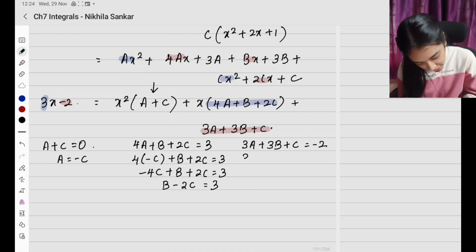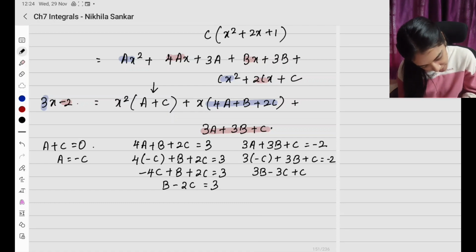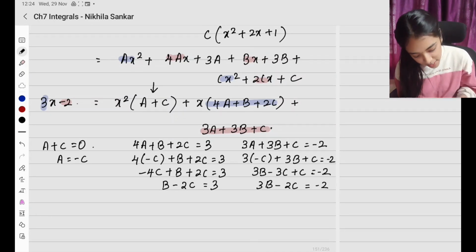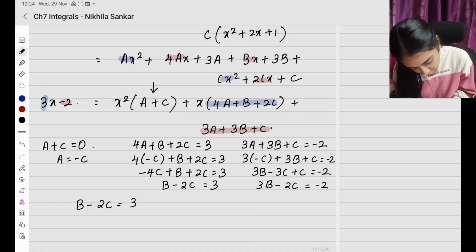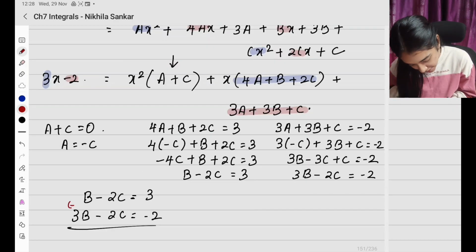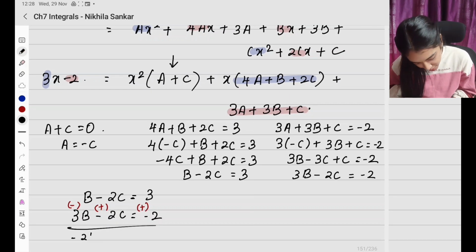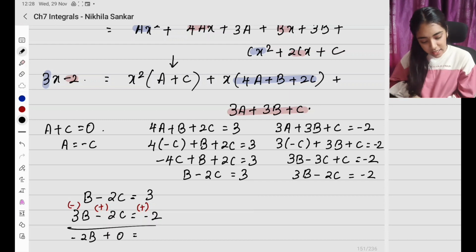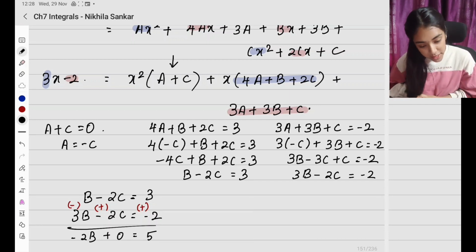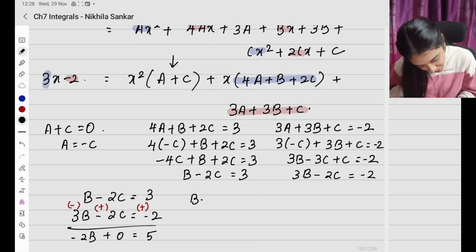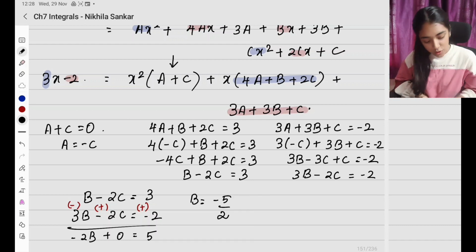What is on this side? I have 3 times minus c plus 3b plus c equals minus 2. So I have 3b minus 3c plus c equals minus 2. 3b minus 2c equals minus 2. Now shall we use the elimination method? So I have b minus 2c is going to be 3 and 3b minus 2c is going to be minus 2. I am going to subtract. So I have minus here, plus here and a plus here. So what do we get at this place? I have minus 2b plus 0 equals, what is here? 3 plus 2, which is going to be 5. Okay. So what is the value of b? It is going to be, b is going to be minus 5 divided by 2. So this is my value of b.